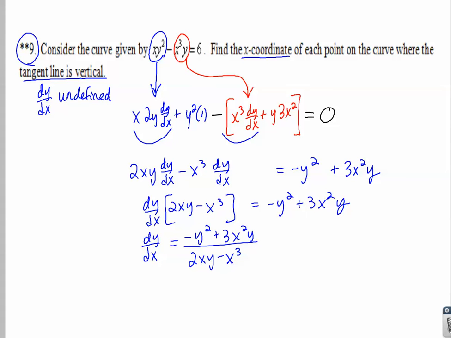Keep your eye on the prize. Where are we going? Where is the derivative undefined? Is the translation of where is the tangent line vertical? The derivative is this. The derivative has a denominator. Where the denominator equals 0 is where the derivative will be undefined. Problem. We have one equation now. 2xy minus x cubed equals 0. But two unknowns. We need two equations if we're going to solve two unknowns. Where's our other equation?